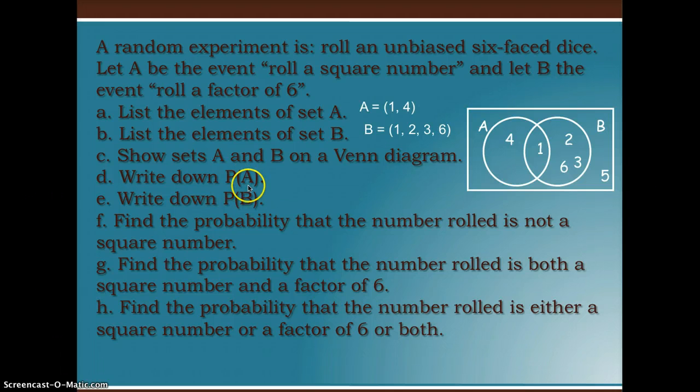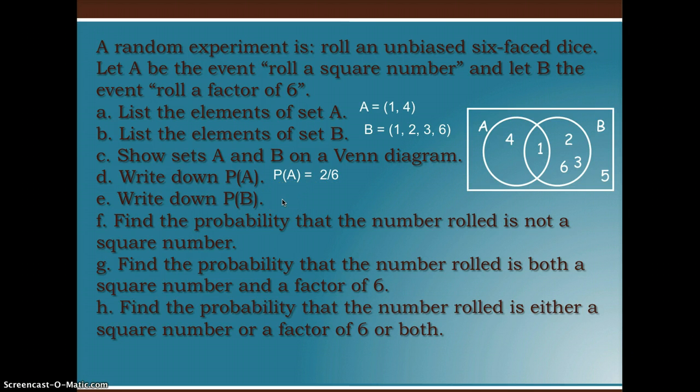Now for letter D, write down the probability of getting A. First, your math notation: you should have P(A) equal to 2/6. Let's count the number of elements in your set A. You have 1 and 4. You have 2 elements. You have 2 over here, and then you have a total of 6 elements in your universal set.